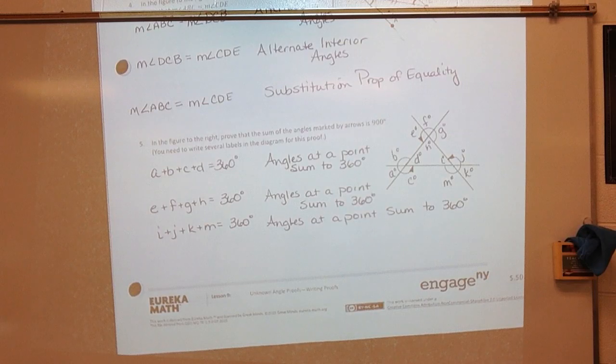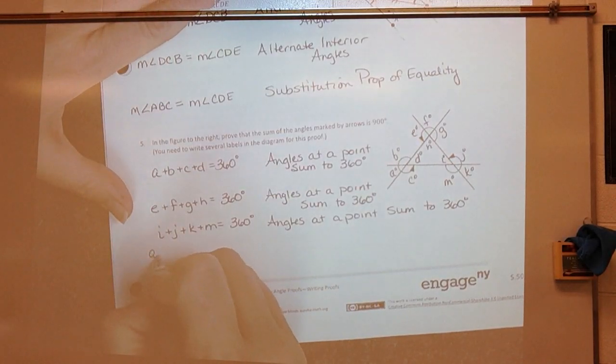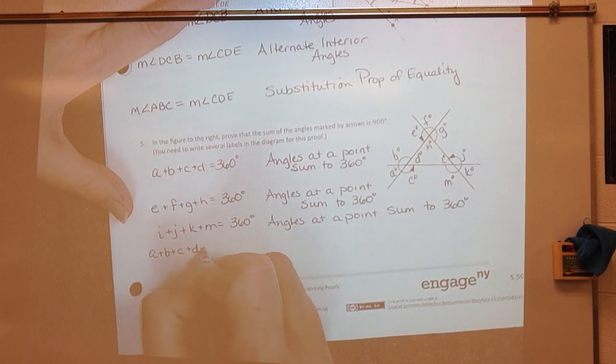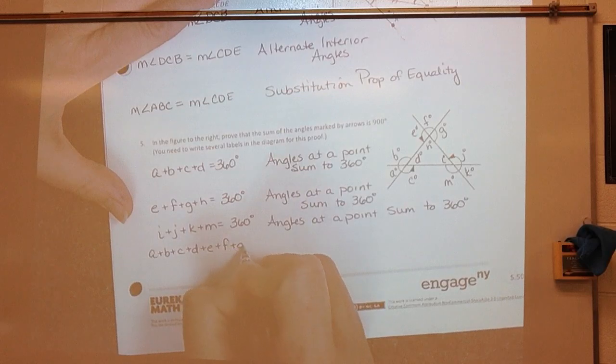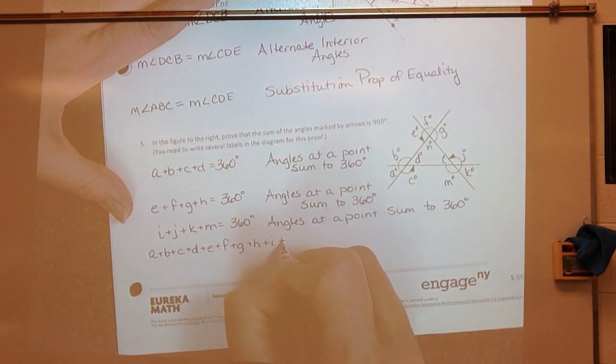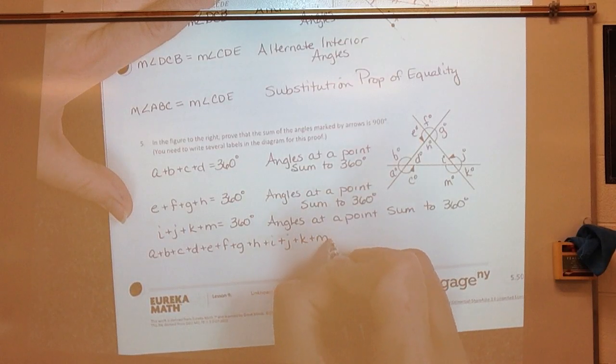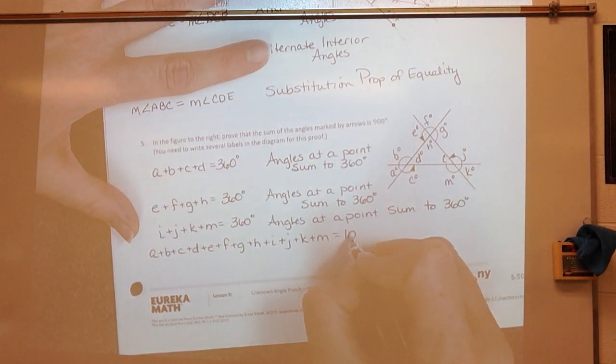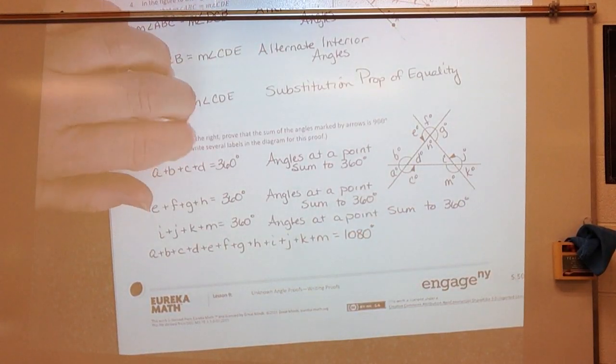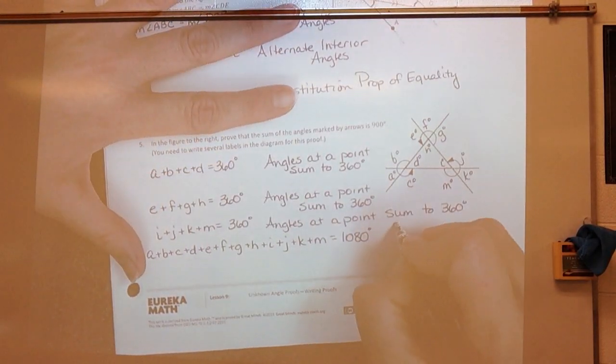Now, since I know that all of that equals 360 degrees, I can substitute. And then I can figure out what all of that equals. All right, so what do I know about A plus B plus C plus D plus E plus F plus G plus H plus I plus J plus K plus M? I know that it equals 1080. All right? And that's simply the substitution property.